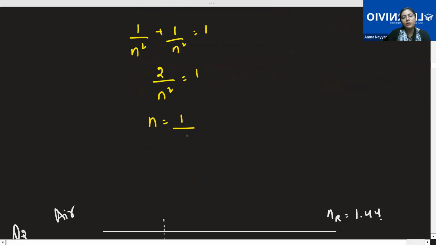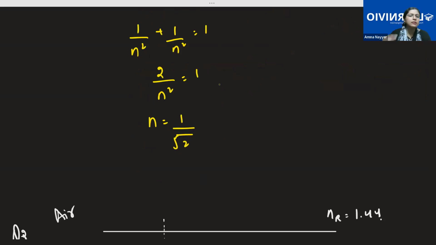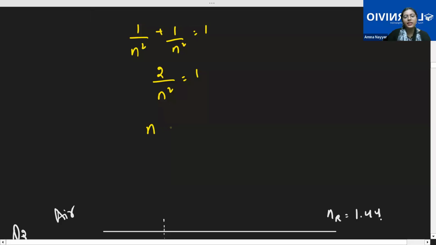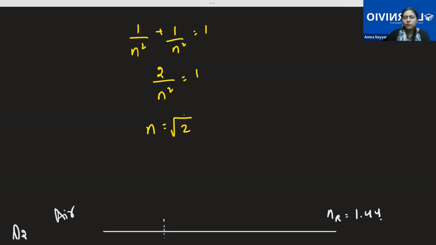n is equal to 1 by root 2. Almost this will be the value. Right? 2 by n square. Oh, sorry, this will be equal to it. The refractive index will be equal to almost root 2. So 1.414 is the value.